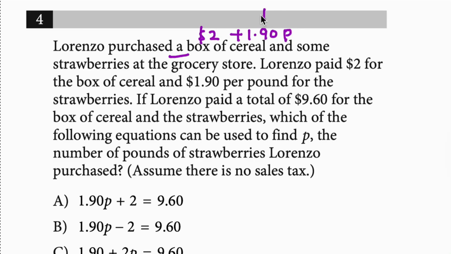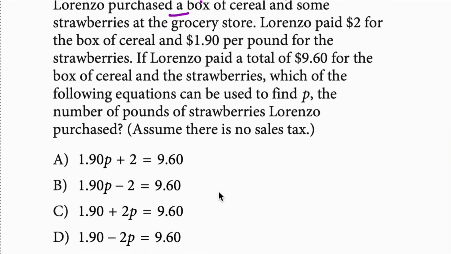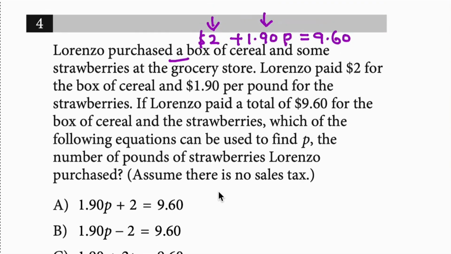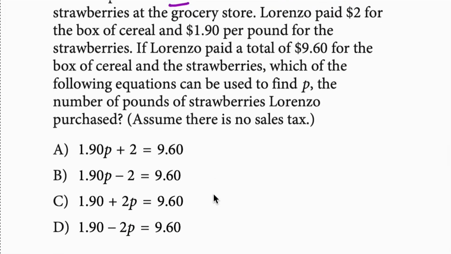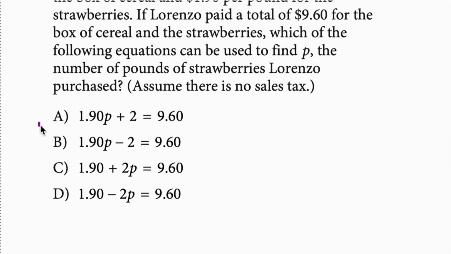If he paid a total of $9.60, that means this is about strawberries and this is about the box of cereal, and the total cost is $9.60. Okay. If Lorenzo paid a total of this for the box of cereal and the strawberries, which of the following equations can be used to find P, the number of pounds of strawberries he purchased? Assume there is no sales tax. Okay, so we have formed this. Okay, A is the right option for this.